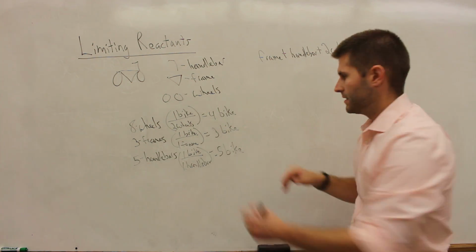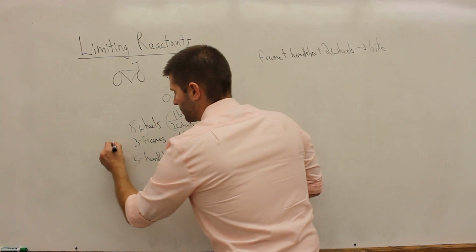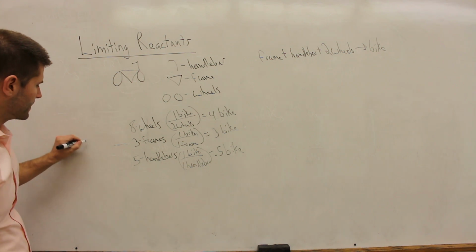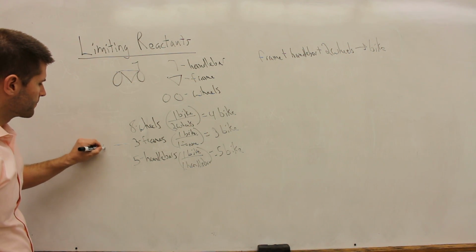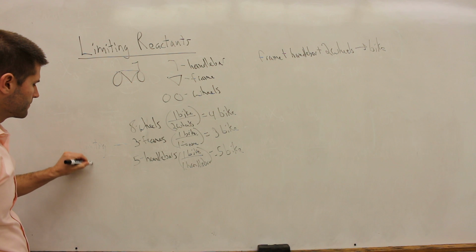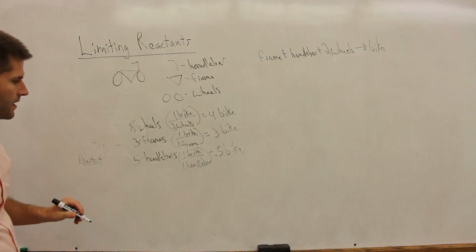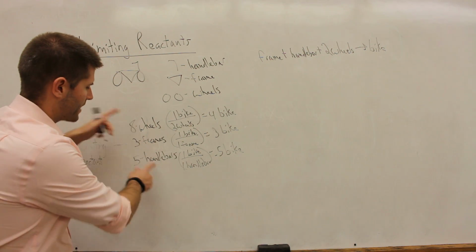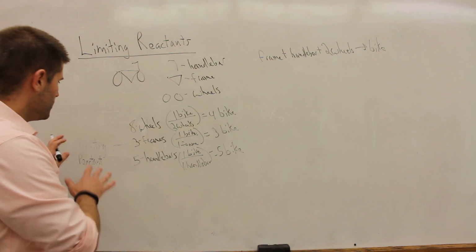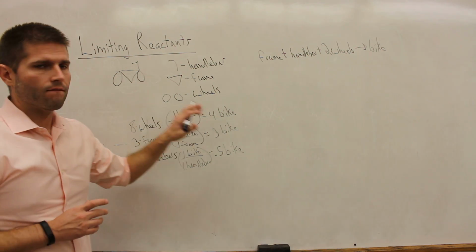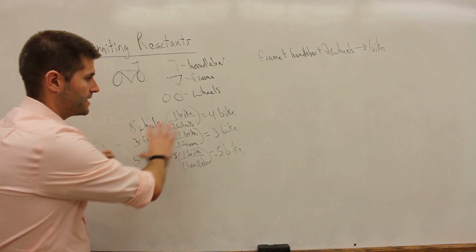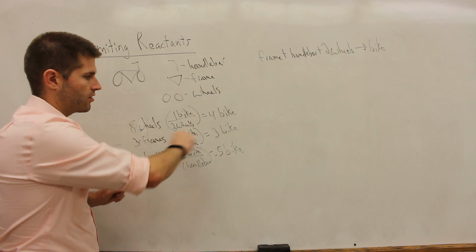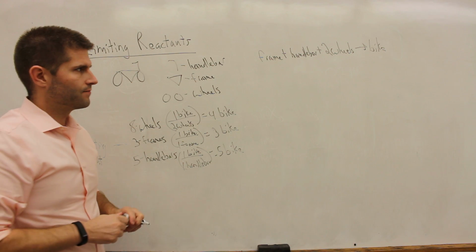So what that means is the frames are called our limiting reactant. So this is your limiting reactant. And everything else is going to be considered in excess. So the wheels and the handlebars are considered to be in excess. Since the frames ran out first, it limits the amount of product that we can make, which in this case is bicycles. It is called the limiting reactant.